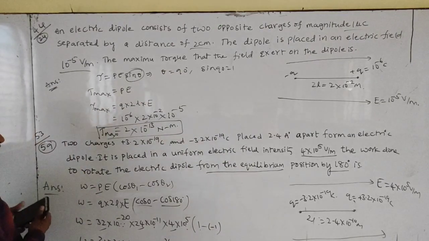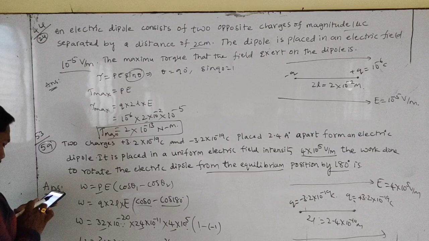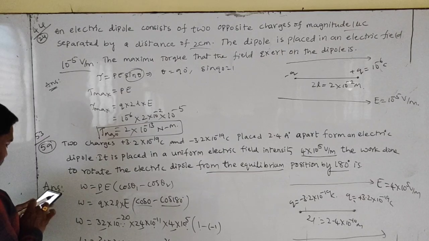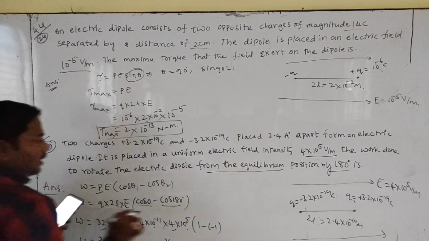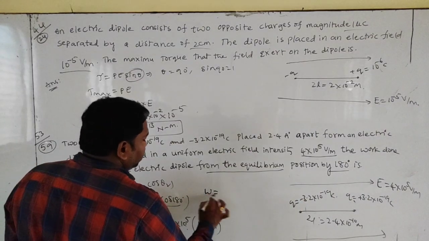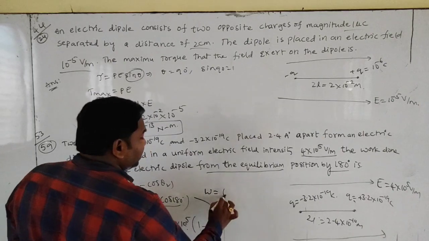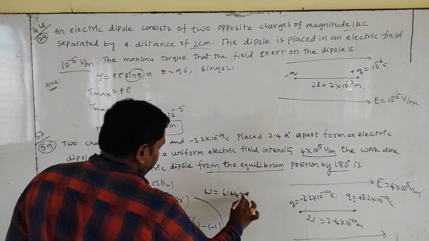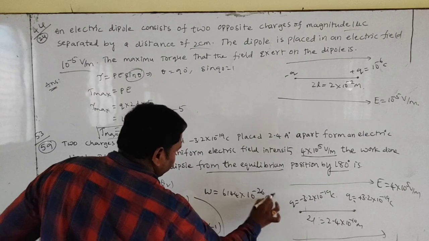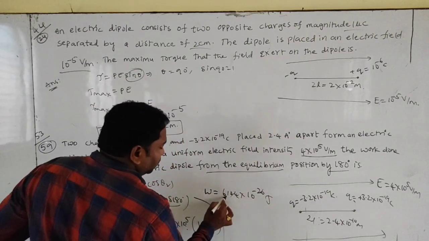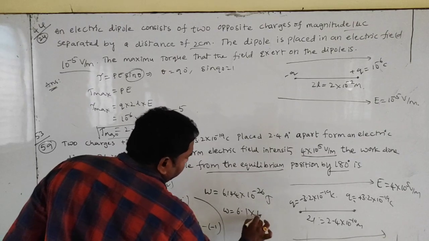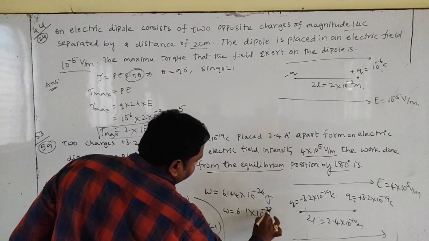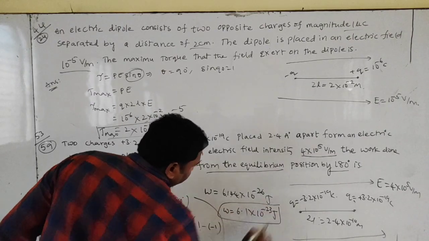Now we have to calculate 32 into 24 into 8. Answer: work done equals 6144 into 10 power minus 26 joules. So W equals 6.1 into 10 power minus 23 joules.